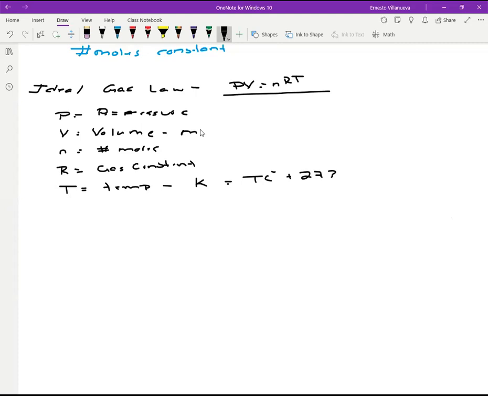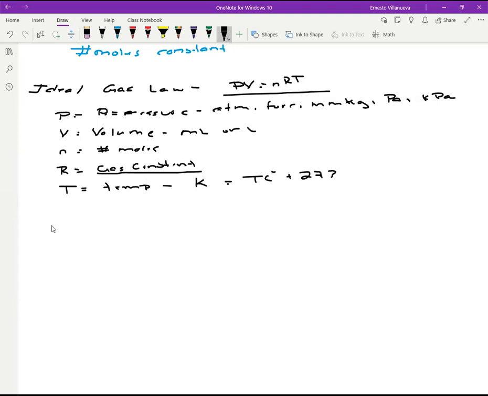Volume is going to be either milliliters or liters. Pressure can be in atmospheres, torr, millimeters mercury, Pascal, kilopascal. These are all units of pressure, okay? And then moles is going to be moles. Gas constant has its own unit, and I'll show you where it is on the cheat sheet in just a minute, okay?